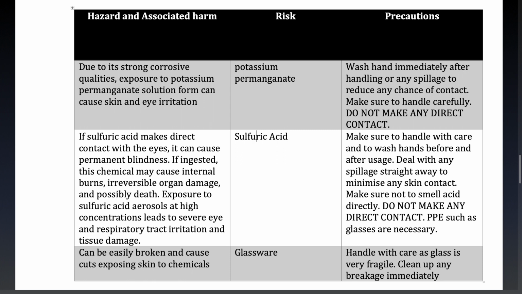Exposure to sulfuric acid aerosols at high concentration leads to severe eye and respiratory tract irritation and tissue damage. To avoid this, make sure to handle with care and wash hands after usage. Deal with any spillage straight away to minimize any skin contact. Make sure not to smell acid directly and do not make any direct contact. PPE such as glasses is necessary. And finally, the last dangerous item is any glassware, as it can be easily broken and cause cuts. To avoid this, handle with care as glass is very fragile, and clean up any breakage immediately.